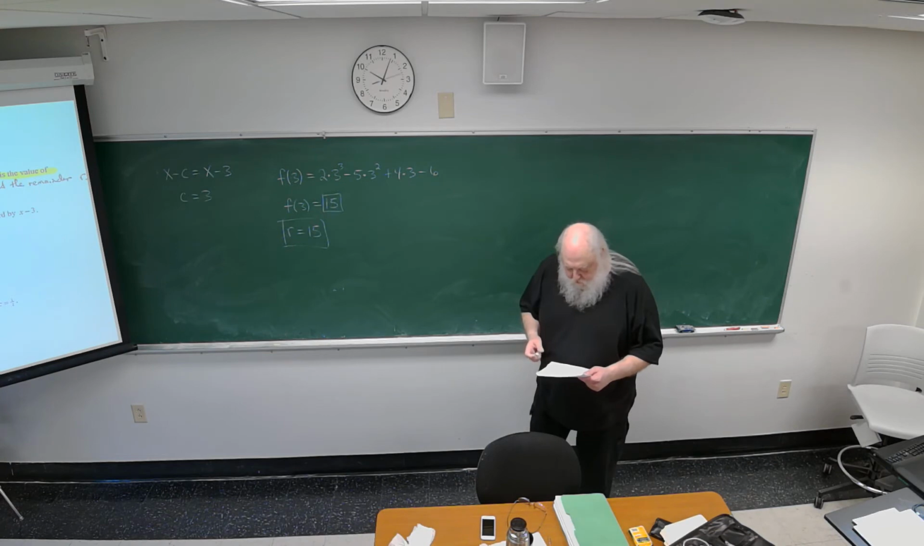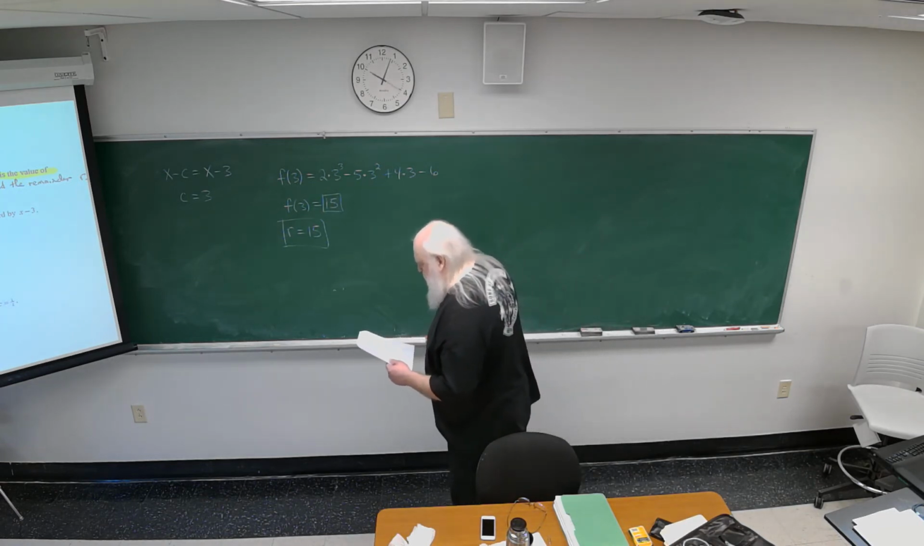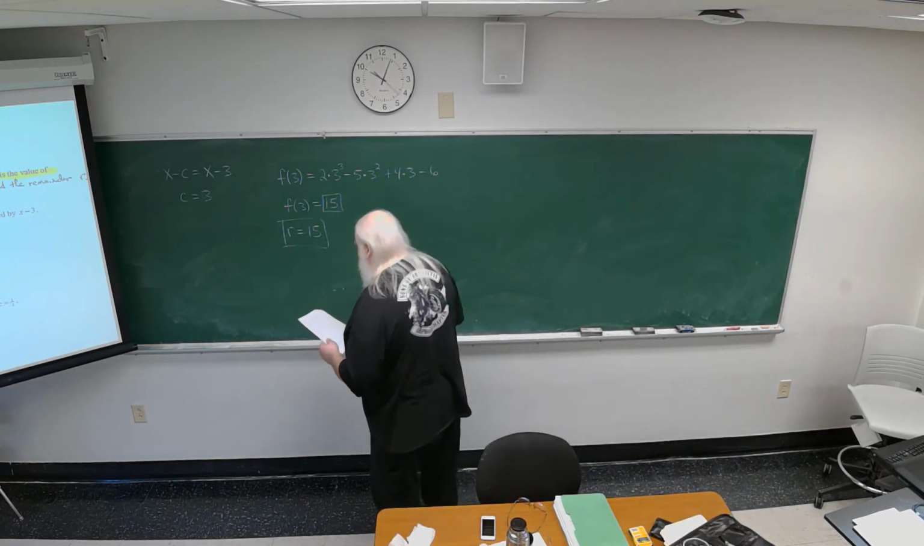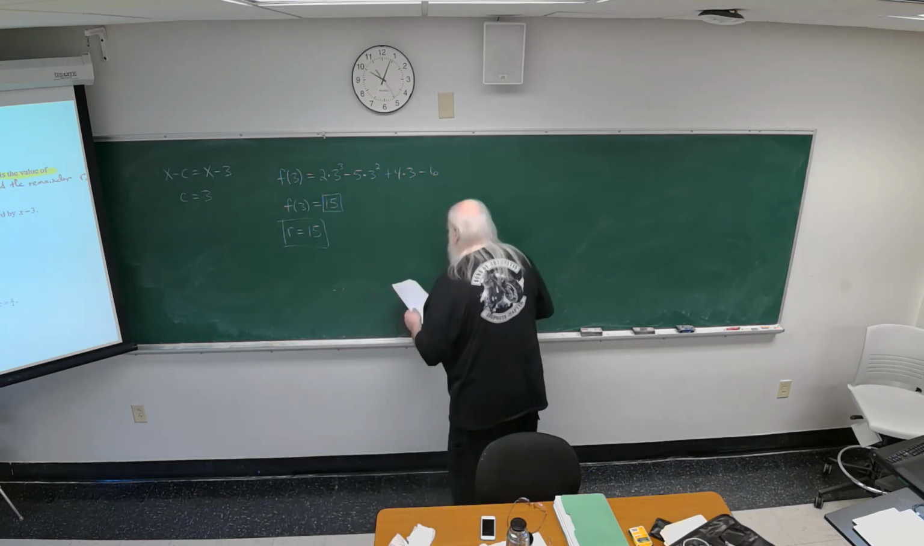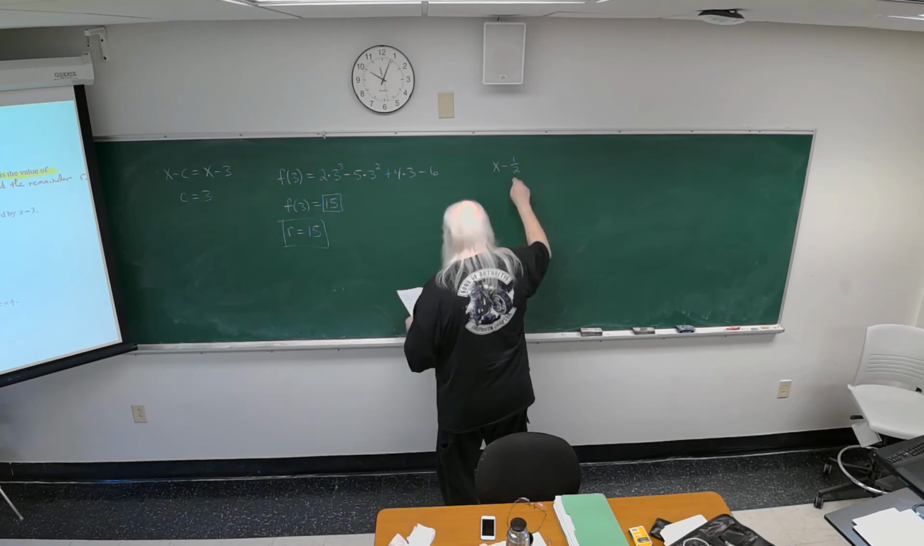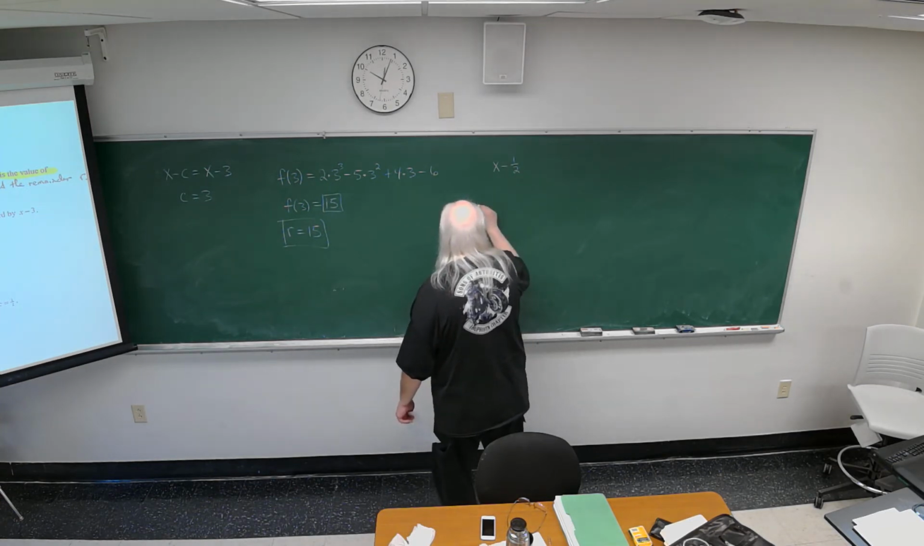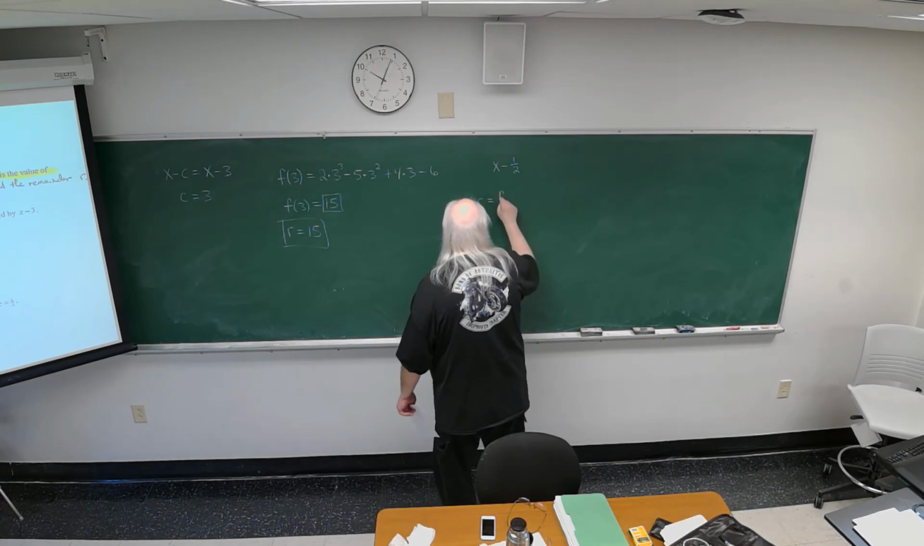Example 4 says use the remainder theorem to find f of c for f of x when c equals 1/2. What that's basically saying is, if you divide f of x by x minus 1/2, where c is equal to 1/2, then the remainder from that division is equal to f of 1/2.